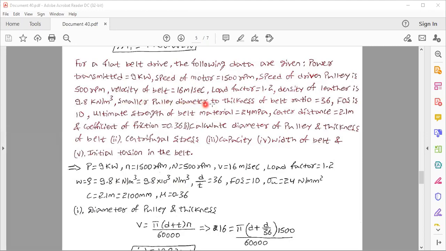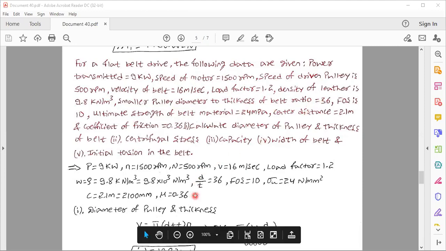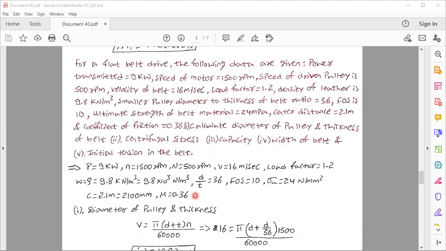Smaller pulley diameter to thickness of belt ratio. Smaller pulley diameter is small d divided by thickness. It is given as 36. d by t is equal to 36. Therefore, d is equal to 36 times the thickness, or t you can take as d by 36. After that, he has given the factor of safety. Factor of safety is 10.